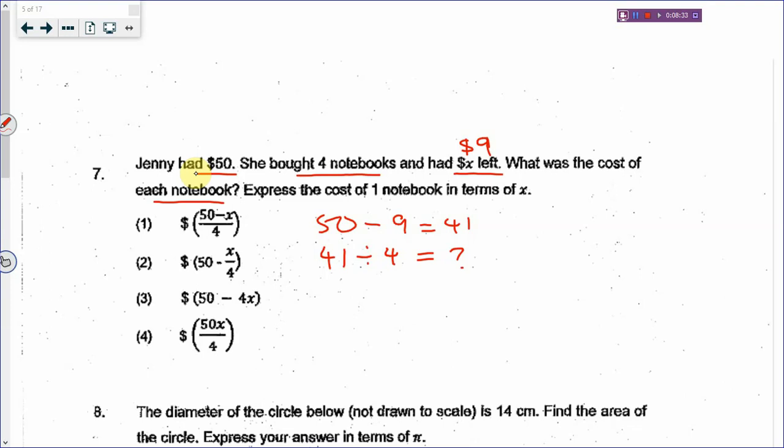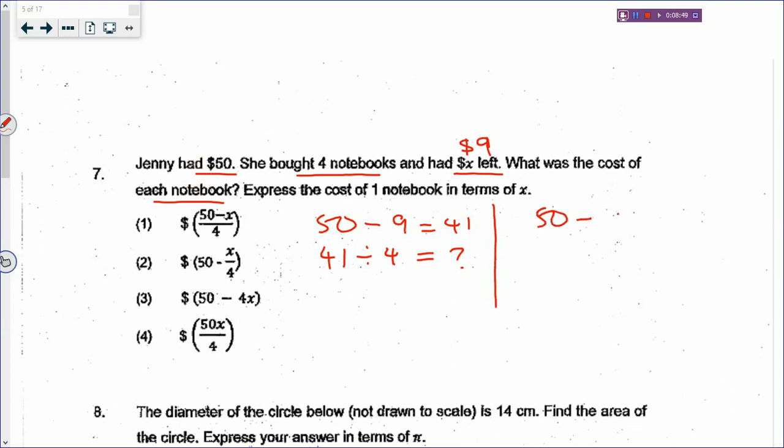So what you do is you look at the steps. The first step is minus, then later you divide. So you apply the same steps onto your algebra. So instead of 9, you have X. So you take 50, and the first step is minus.